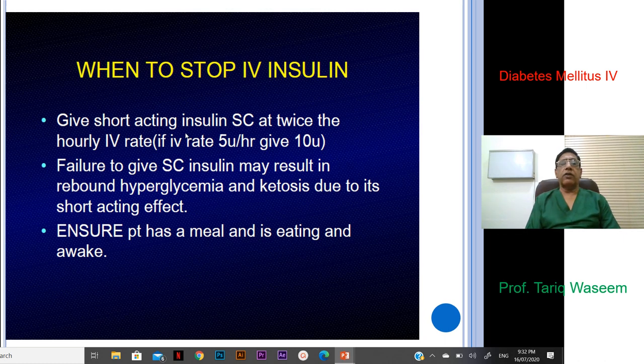And of course, after you have given it, after about an hour, by that time this insulin would start absorbing from the tissue and would be available for utilization by the tissues, and then you can discontinue the drip. But you probably have to also ensure that the patient has started eating well and is awake, because you may end up with a situation where you treated him well, the patient was not very alert and oriented and was not taking meals or was nauseated, and you stop the insulin infusion but gave it a shot, the patient might end up in hypoglycemia.